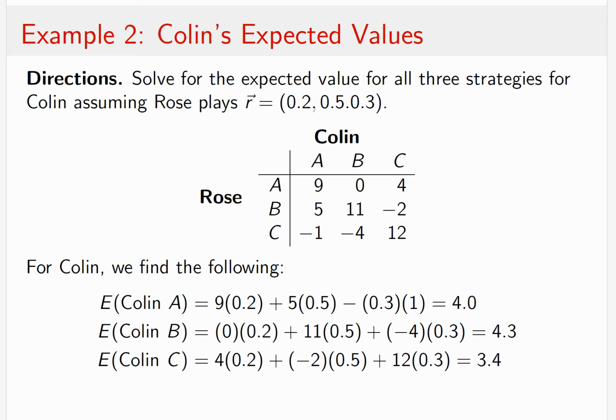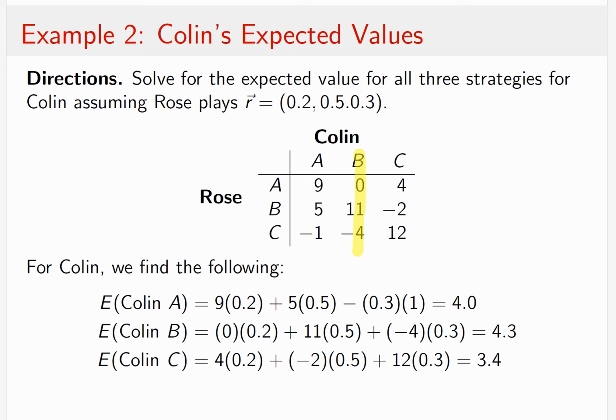But again, when I'm evaluating column B, right, I have 0 times the 0.2 in the first slot. And notice that these proportions are the same all the way down. So I can make good progress by copy pasting. I have 11 times the 0.5 and I have -4, right? This -4 times the 0.3. So I have 5.5 in the middle. I have 0 at the beginning, so 5.5 minus 1.2 is 4.3.